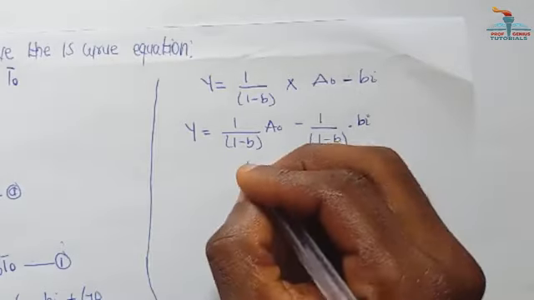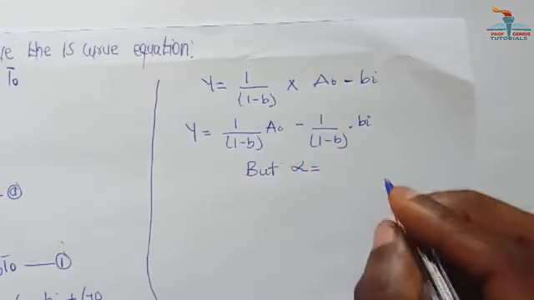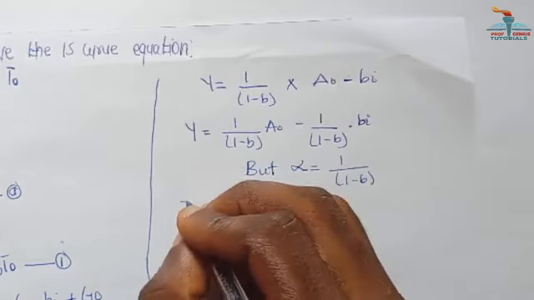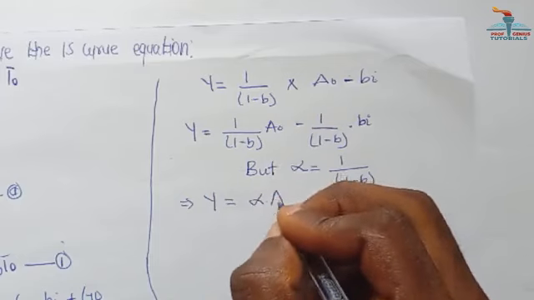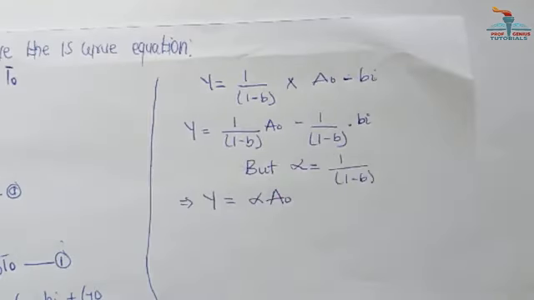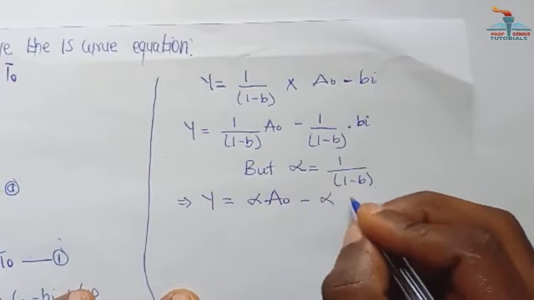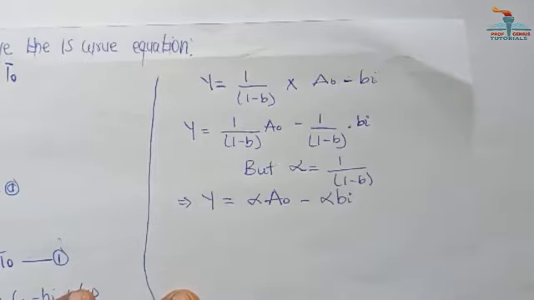So we said we have to represent alpha by the multiplier, and the multiplier is 1 over 1 minus b. So this implies that y is equal to alpha A naught minus alpha times bi. We want to make I the subject from this equation.